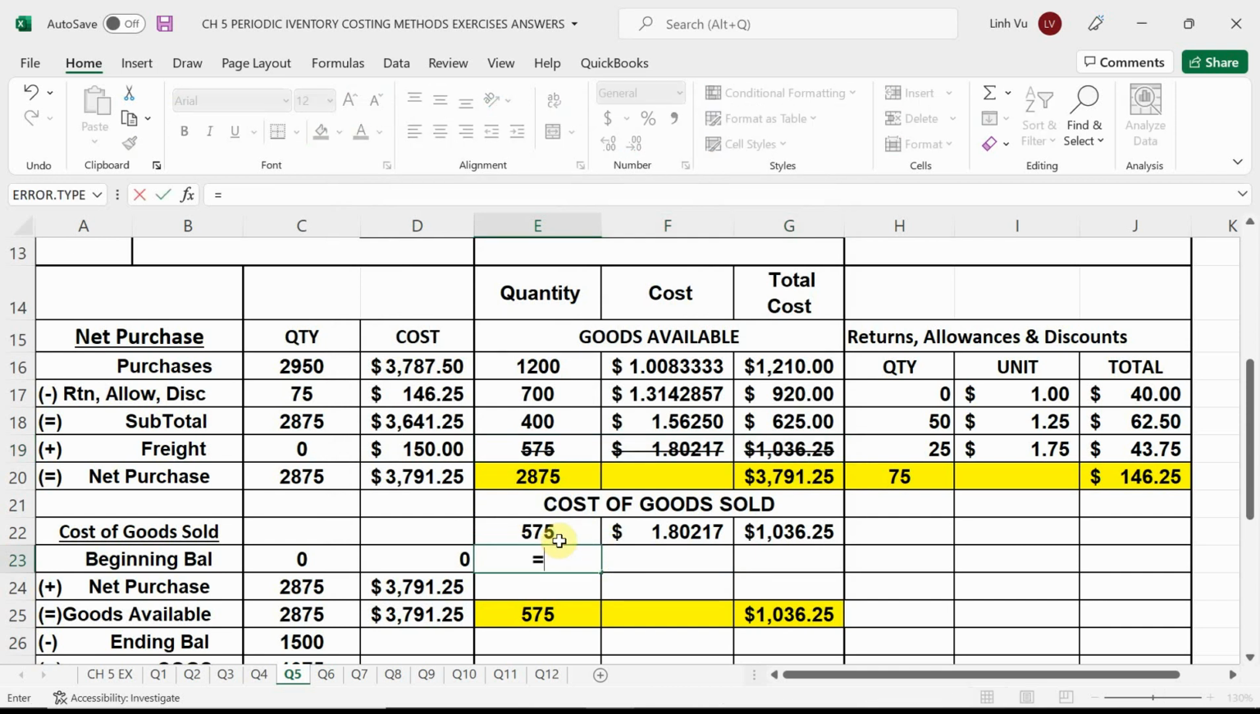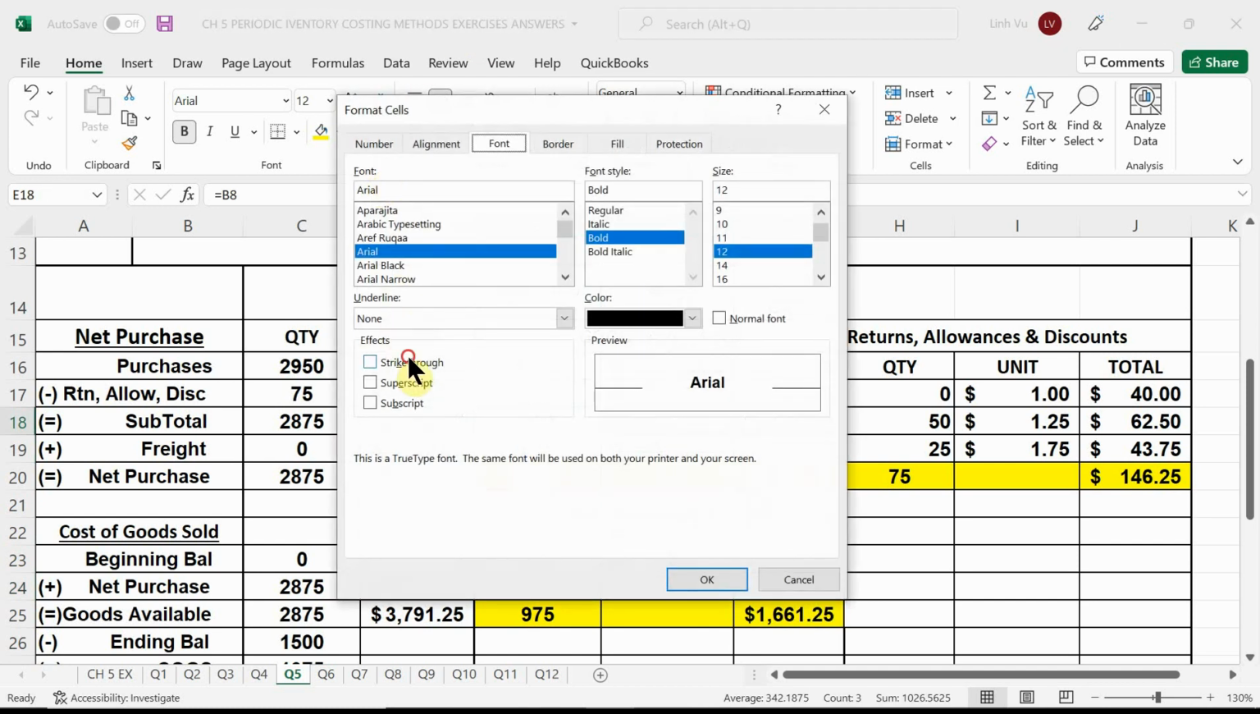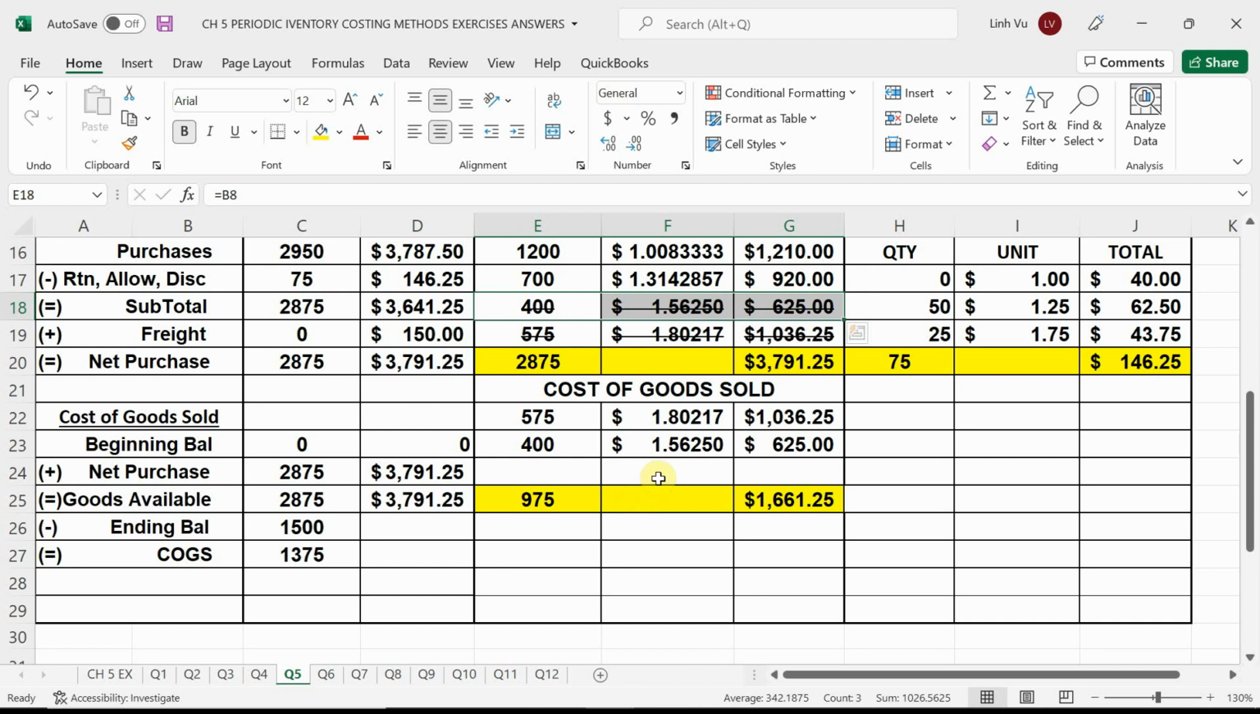400. The 400 batch, right? In this case, I'm going to take all of it, for $625. Okay, so in this case, I am done with this batch here. I no longer have it. So now I am at 975. I need to get to 1375. So how many more do I need to keep selling?